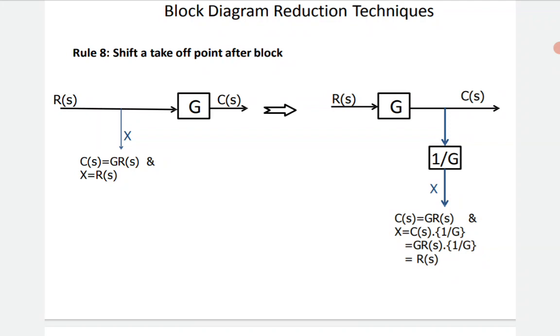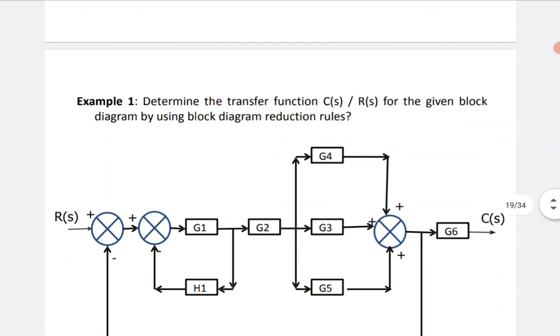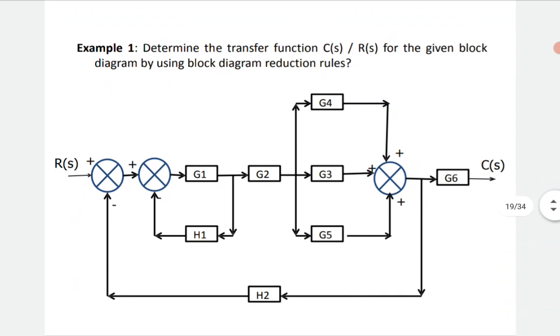So what will be the actual output? C of S will remain unchanged, that is G into R of S, and X is equal to C of S into 1 by G. C of S is nothing but G into R of S, into 1 by G, that is also remaining unchanged, R of S. So the actual input is generated when I am introducing the 1 by G block in accordance with X. So that thing should be in your mind, then only you can proceed further to solve any kind of block diagram problem.